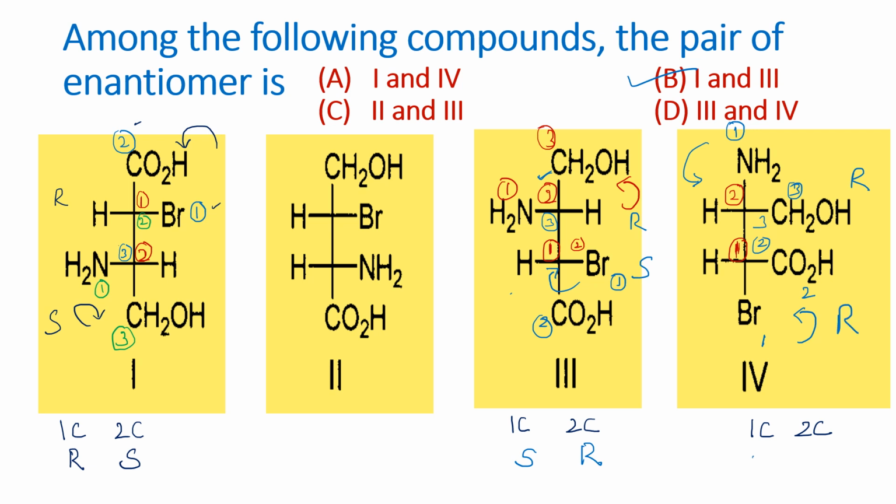So in case of 4, 1C and 2C both are having the RR configuration. So the enantiomer of 4 must be SS. So when we compare, 1 and 3 are enantiomers, whereas 3 and 4, and 1 and 4 are diastereomers. This is how we can very easily assign configuration and also find out whether the given pair of molecules or the given set of molecules are related to each other or they are unrelated to each other.